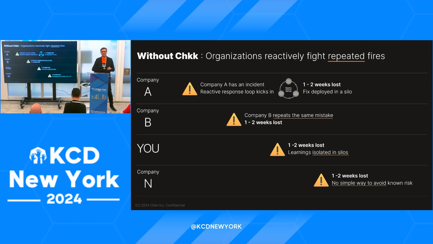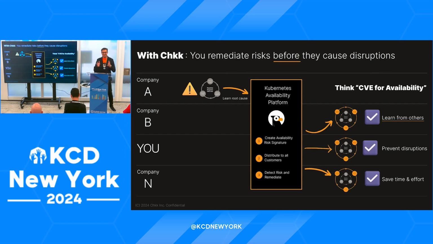And then another company repeats the exact same problem, or makes the exact same mistake, and then another, and then another. So these learnings are getting lost in silos. There's no way for them to avoid these known risks. And that's where Check comes in. With Check, you can remediate these risks before they cause disruptions. What we do is that we learn about these errors, failures, disruptions, which have happened already or got triggered somewhere else.